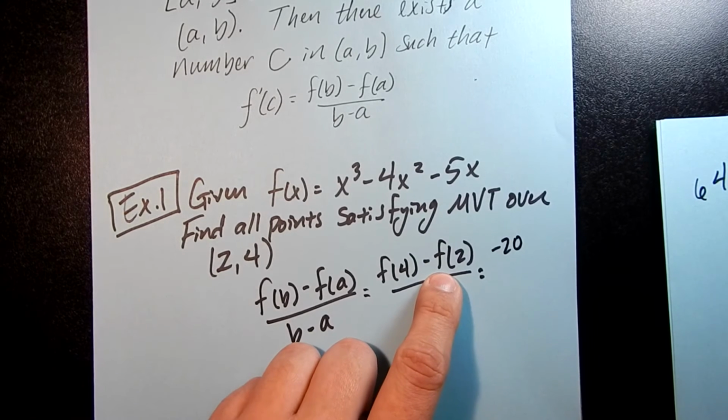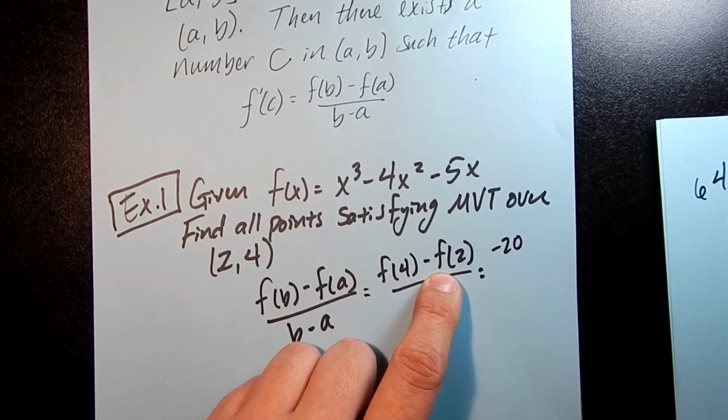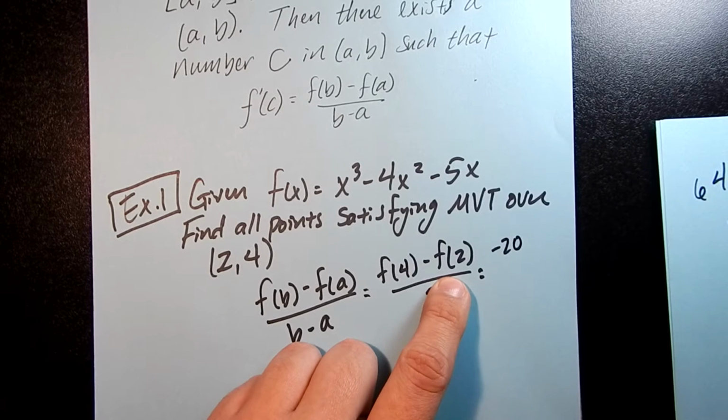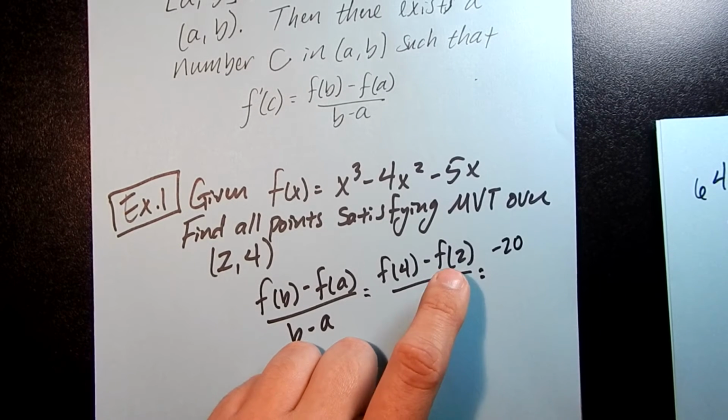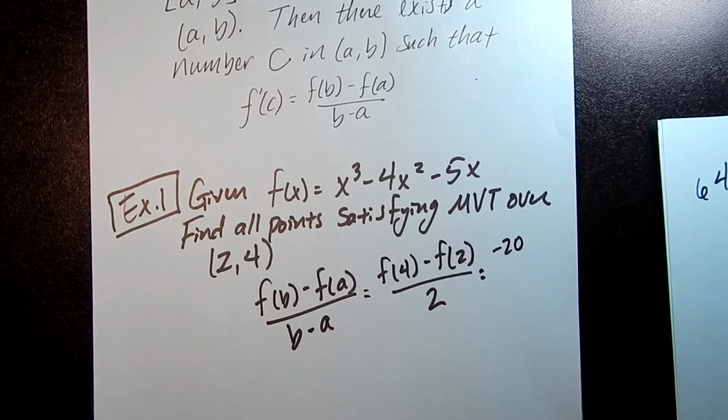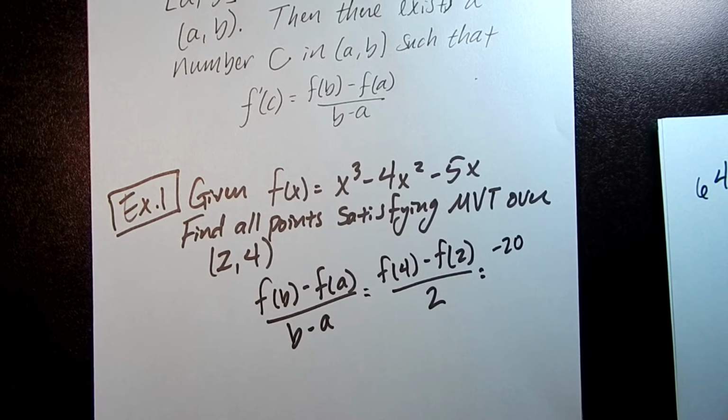And f of 2, so I've got 2 cubed, that's going to be 8, minus 4 times 2 squared, which is 4, minus 5 times 2, which is 10. So what do I have here? 8 minus 16, that's negative 8, minus 10, that's negative 18.